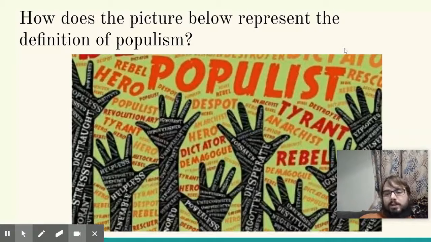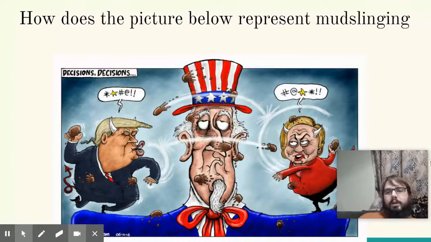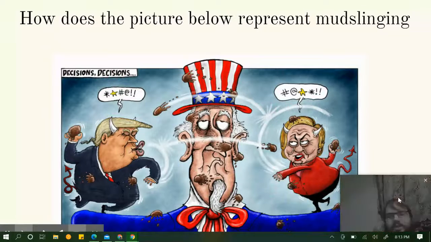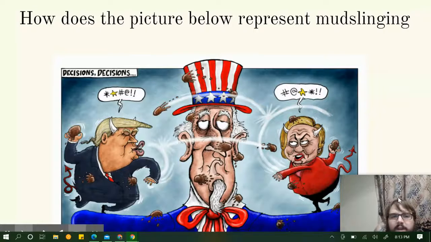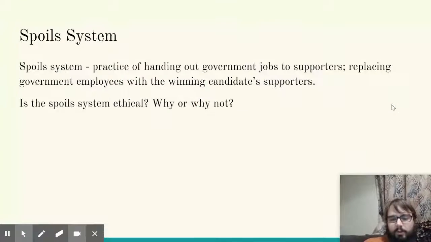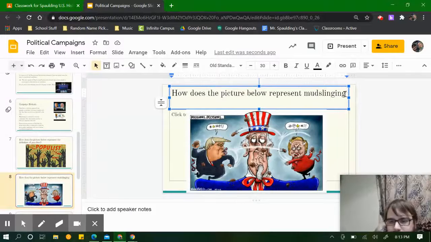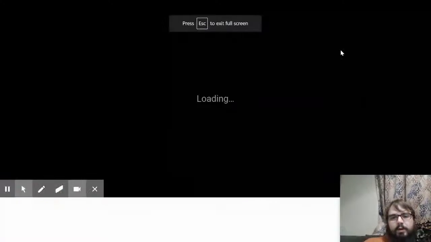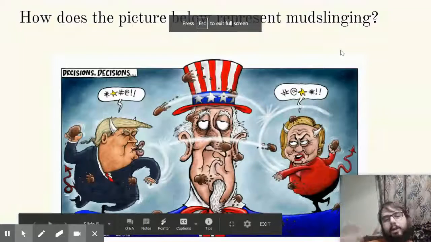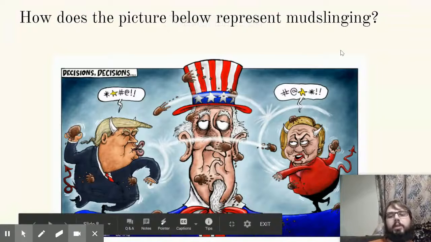All right. Great job. Let's go ahead and move on. The next one is actually from the 2016 election, and it was apparently somebody that was not happy about the election. How does this picture below represent mudslinging? What do you guys think? You're just finding all sorts of my errors today. I missed a question mark there. There we go. Pause the video, answer the question, tell me how it represents mudslinging.